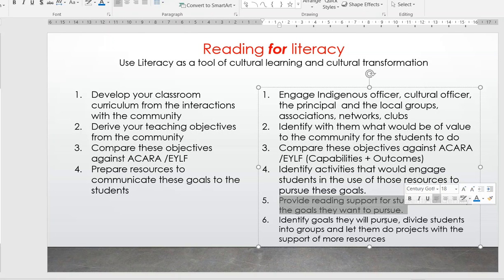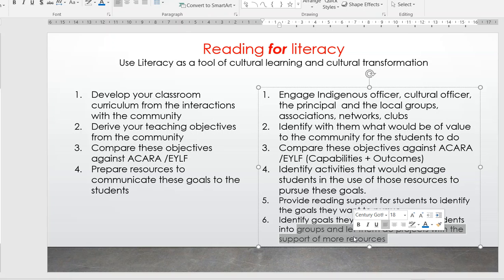And they also need the reading support in order to read up a little bit about the problem, right? They will also need some more reading support when they go on to pursue their projects, now identified and designed in order to address a specific community need. So you need the reading support to read up about the problem, and then you also need some reading support in order to address the problem, right?